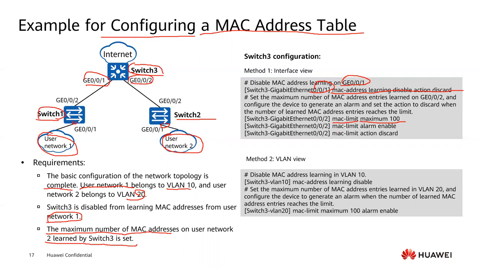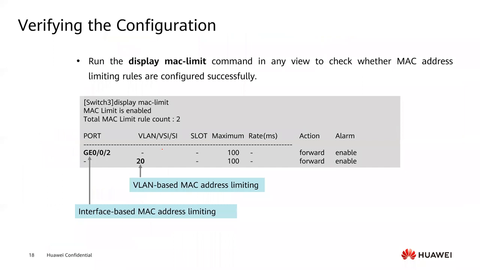And you can open these features. You can let the switch generate an alarm log, and you can set the action after the MAC address entries reach the MAC limit maximum. Also, you can achieve this in the VLAN view, and the command is the same. So we can use this command.